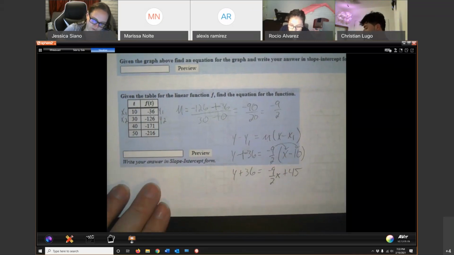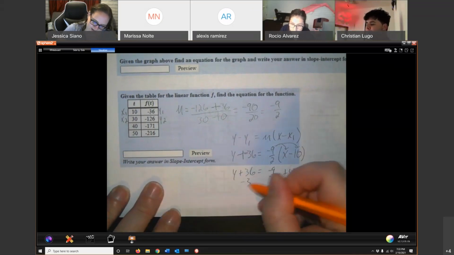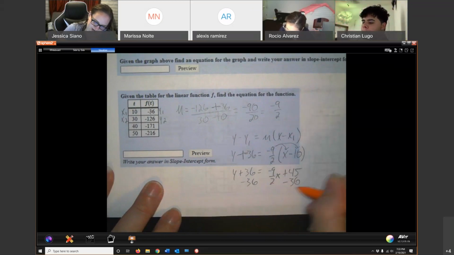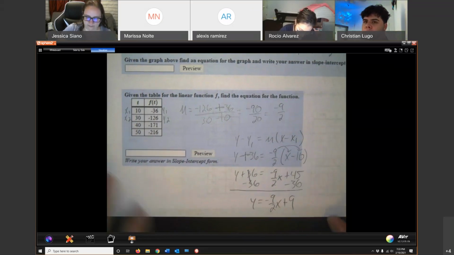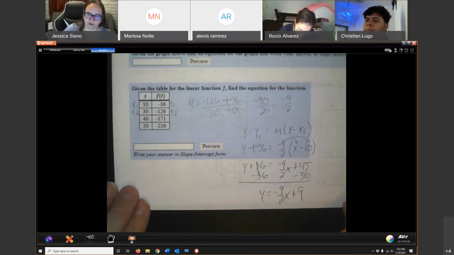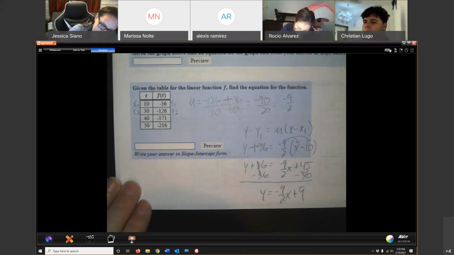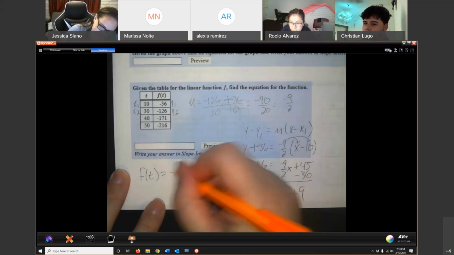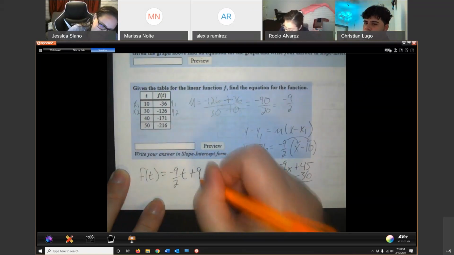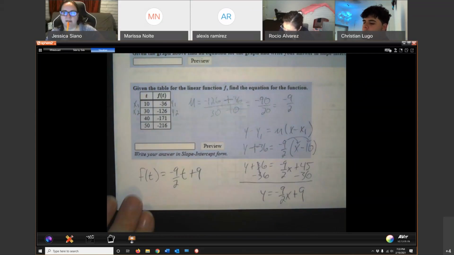And then since we're going for slope-intercept form, I'm trying to get the y by itself. So I'll subtract that 36, which gives 9. But then we know more and it's variables. It always has to be a little extra. So this would actually be f of t equals negative 9/2 t plus 9.